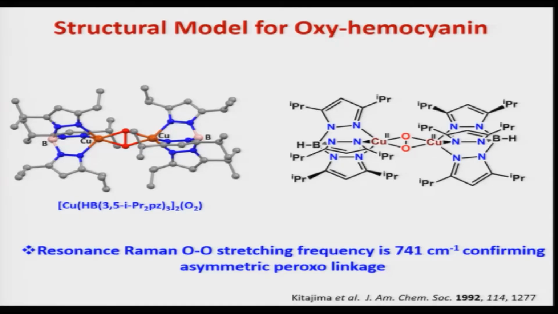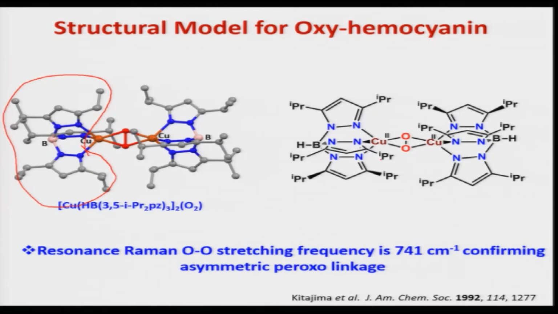Now, many people have tried to model hemocyanin and understand how dioxygen actually binds reversibly, and in order to do that they have used different tridentate ligands. I am showing one such example having a pyrazole borate ligand. You see this tridentate pyrazole borate, which resembles three histidine groups, and it binds dioxygen, and this is the X-ray structure shown over here.